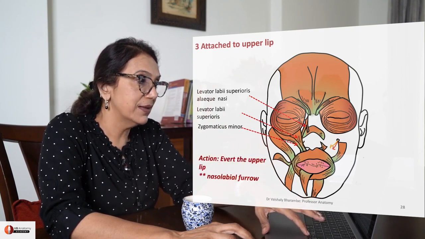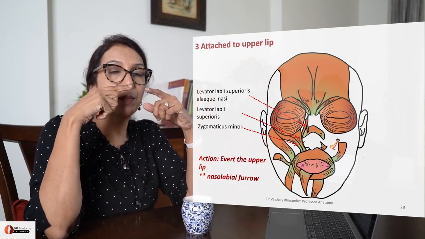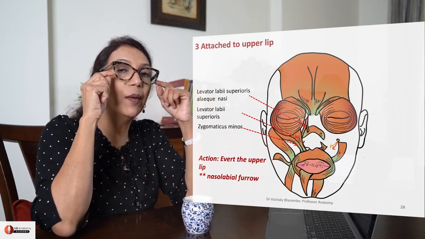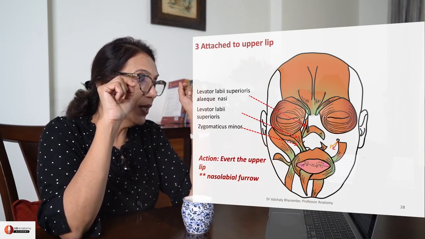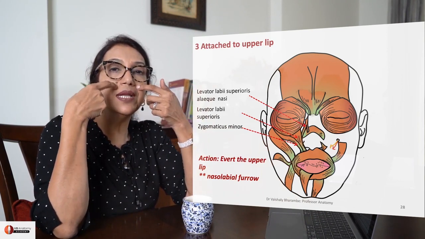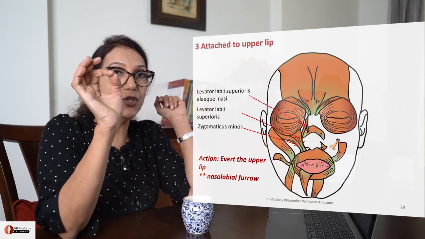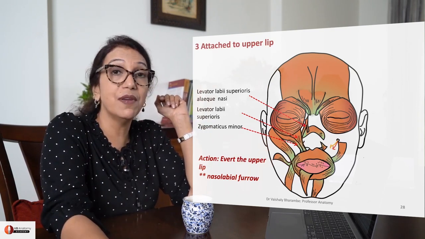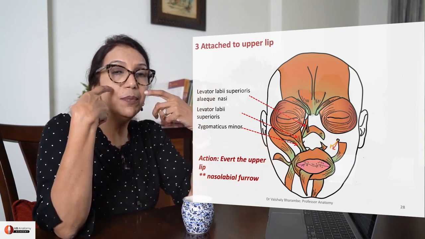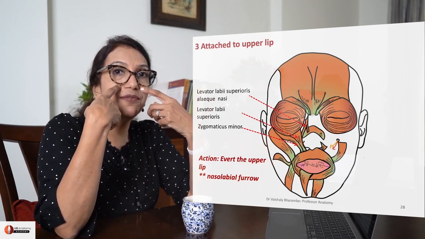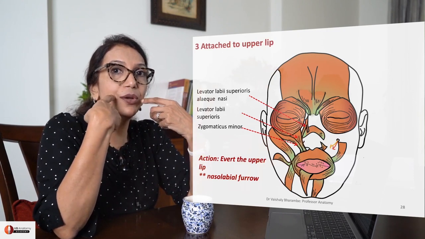How do they act? They all evert your upper lip. They act on the upper lip, pulling it upwards and outwards. They also deepen your nasolabial furrow. Pay attention. This is asked in MCQs very often. They help to deepen your nasolabial furrow. See, there is a groove here on your face.